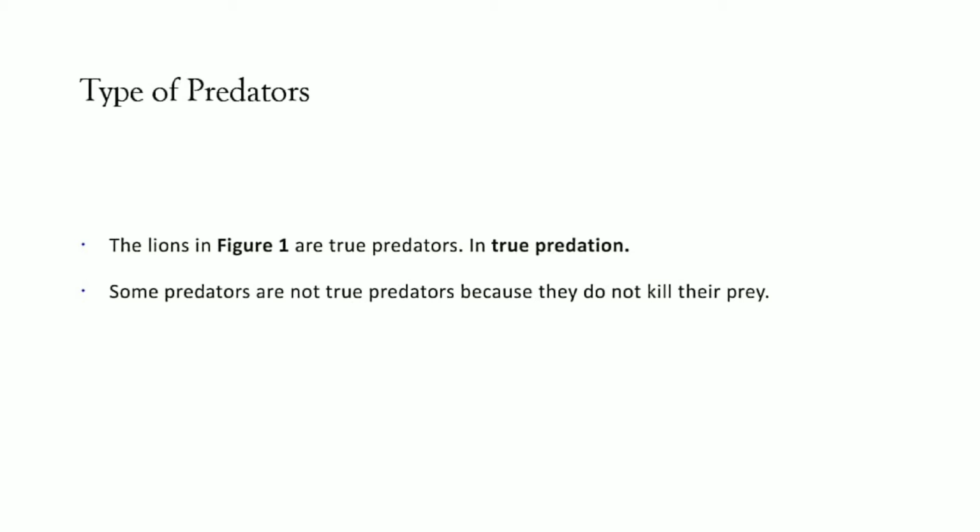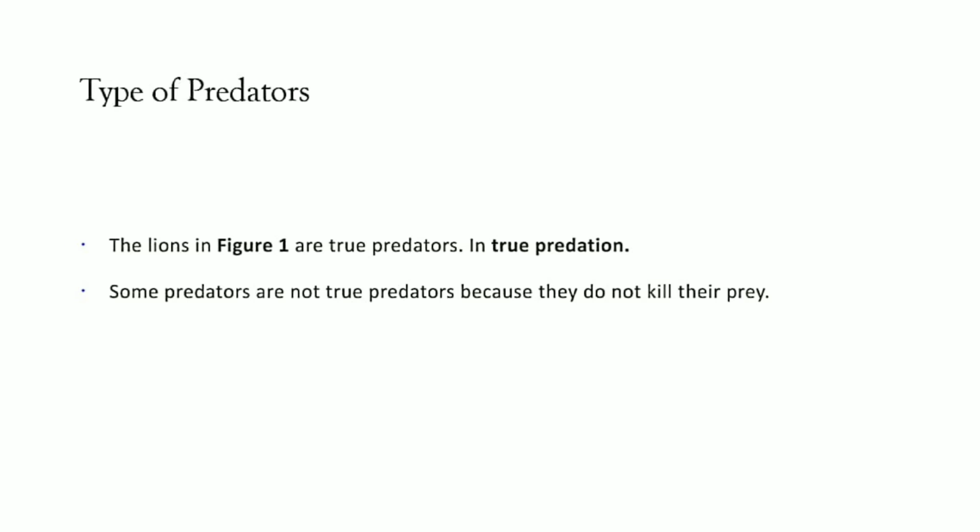There are types of predators. The lions in figure 1 are true predators, showing true predation. A true predator kills its prey. Some true predators, like lions, catch large prey and then dismember and chew the prey before eating it. Other true predators catch small prey and swallow it whole. For example, snakes swallow mice whole.